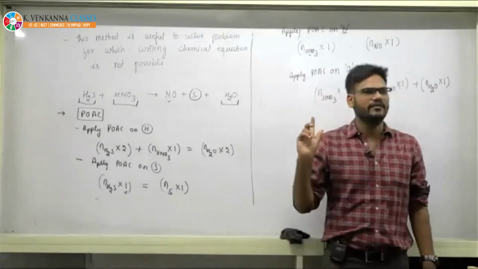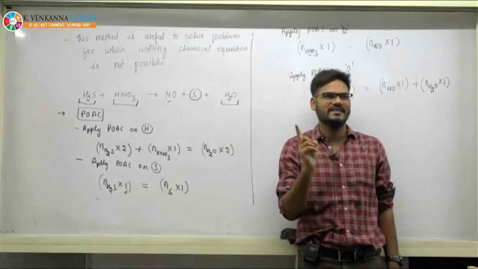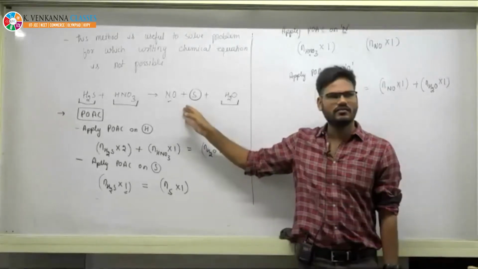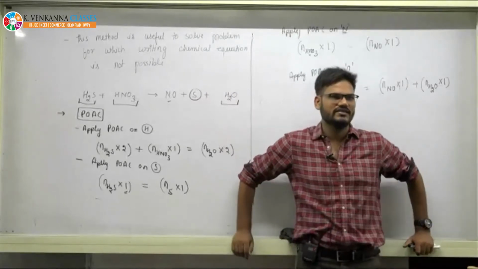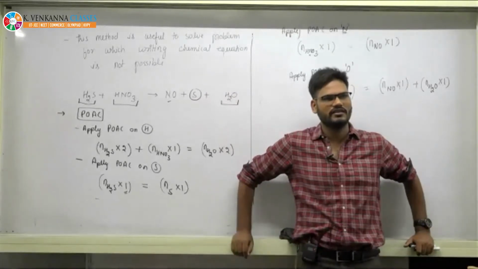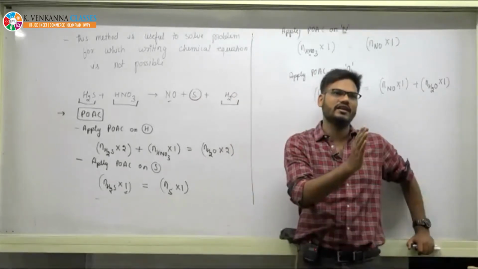So this is a method which does not require you to balance the reaction. You could have balanced it, but without balancing also POAC can be applied. That is very simple and a shortcut method for us. But first you have to understand it very clearly. You do not need the full information. You just need the initial reactant and the final product.